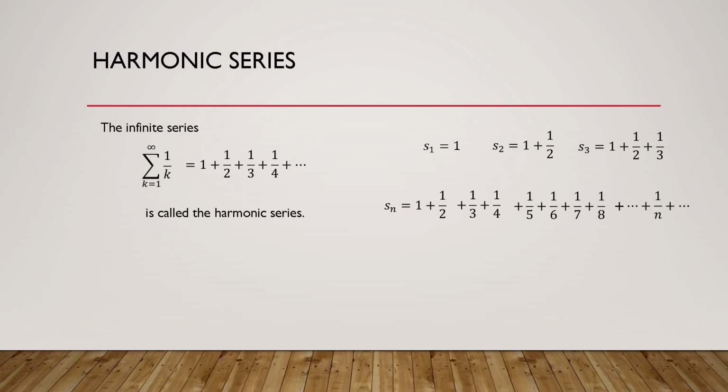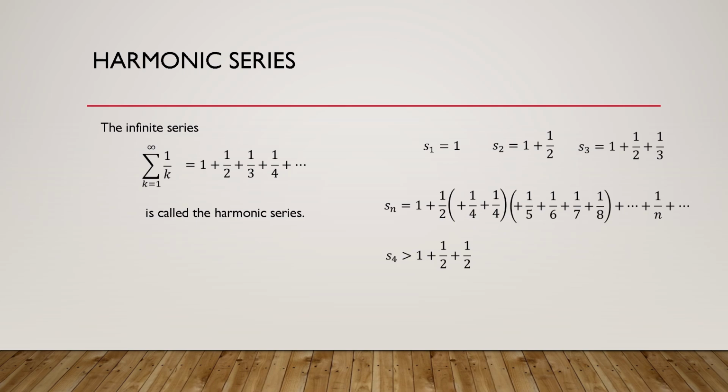Let's start with the first two terms. S sub 2 equals 1 plus 1/2. Then let's partition the third and fourth terms, 1/3 plus 1/4. If we substitute 1/4 for the 1/3, that will make the sum for which s sub 4 is greater than our 1/4 plus 1/4 equals 1/2.